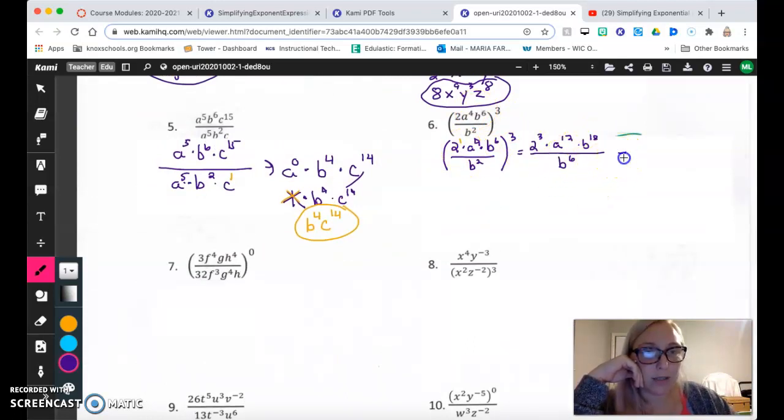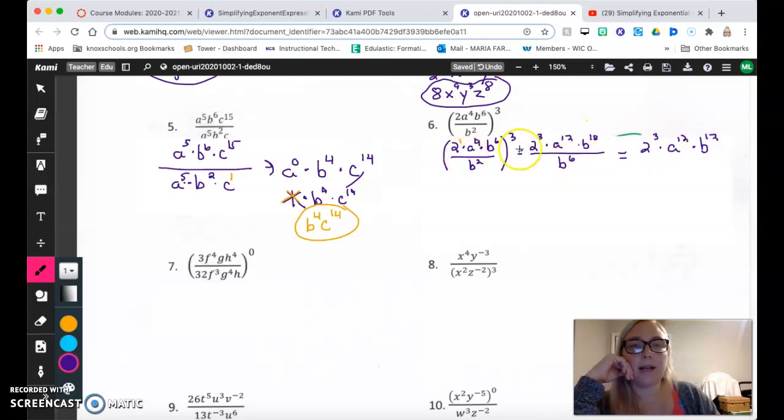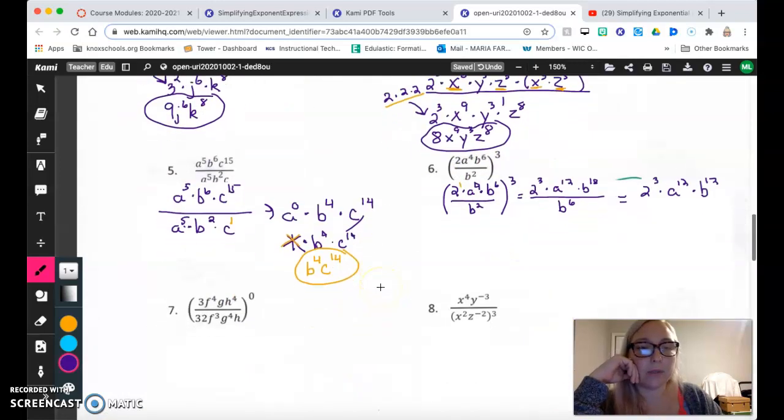Everything else just gets brought into the next part of our answer. So we still have 2 to the 3rd, and a to the 12th. This is where we simplify those b's: b to the 18th divided by b to the 6th. Quotient rule says we keep our base and subtract those exponents. 18 minus 6 is 12. And then that says we're all done. We would still want to check for negative exponents because we never want to leave them, but we don't have any. So we're going to evaluate this and squish it back together.